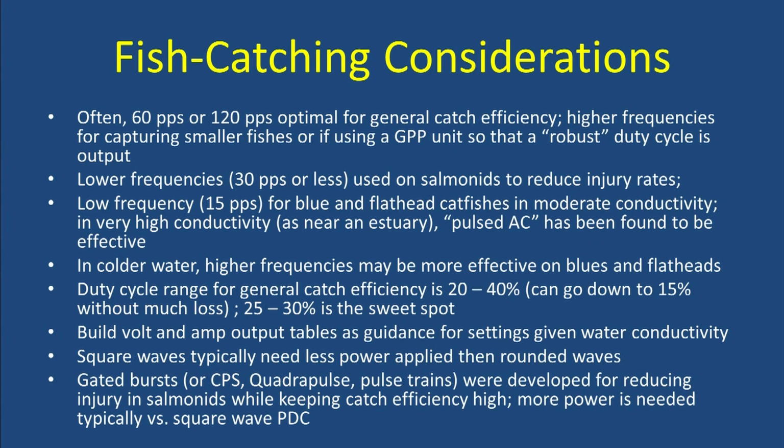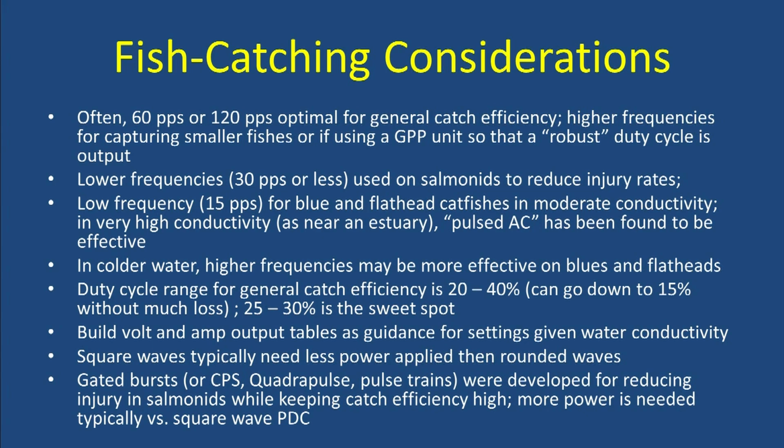Well, 60 pulses per second or 100 pulses per second seems to be optimal for general catch efficiency, and especially 120 pulses per second is more effective for smaller fishes. And if you're using a GPP unit, you need to go with 120 pulses per second so that you can get a robust duty cycle. We'll talk about duty cycle in a second. Lower frequencies, 30 pulses per second or less, are used for salmonids, as we mentioned before.